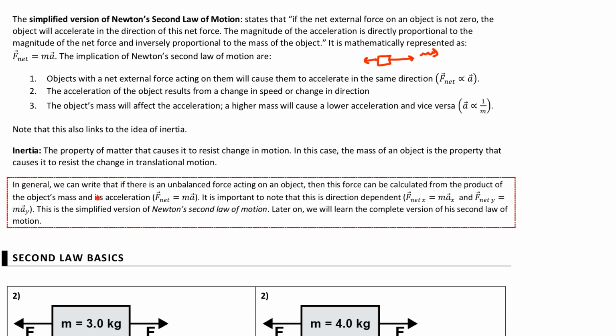In general, we can write that if there is an unbalanced force acting on an object, then this force can be calculated from the product of the object's mass and its acceleration. So that's kind of repeating the information here, but in another set of wording. It is important to note that this is direction dependent, so you can do your calculations in the x direction and y direction separately. So you don't combine all of these.